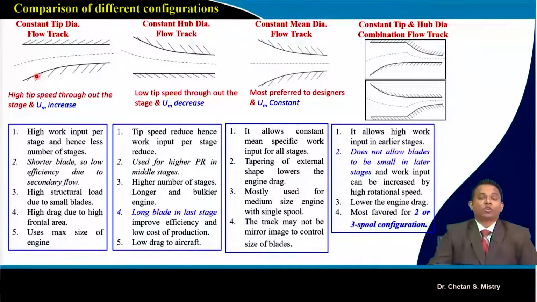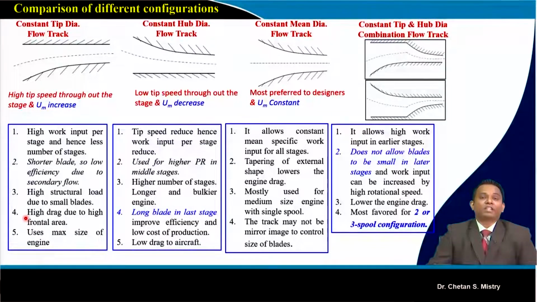If we have a shorter blade, it will have very high stress, which is a mechanical constraint. And if we use this kind of configuration, the drag is very high, and it uses the maximum size of the engine that is available. That is the constant tip kind of configuration. Now, to mitigate the limitation in terms of last stage blade height, we move to a constant hub kind of configuration.